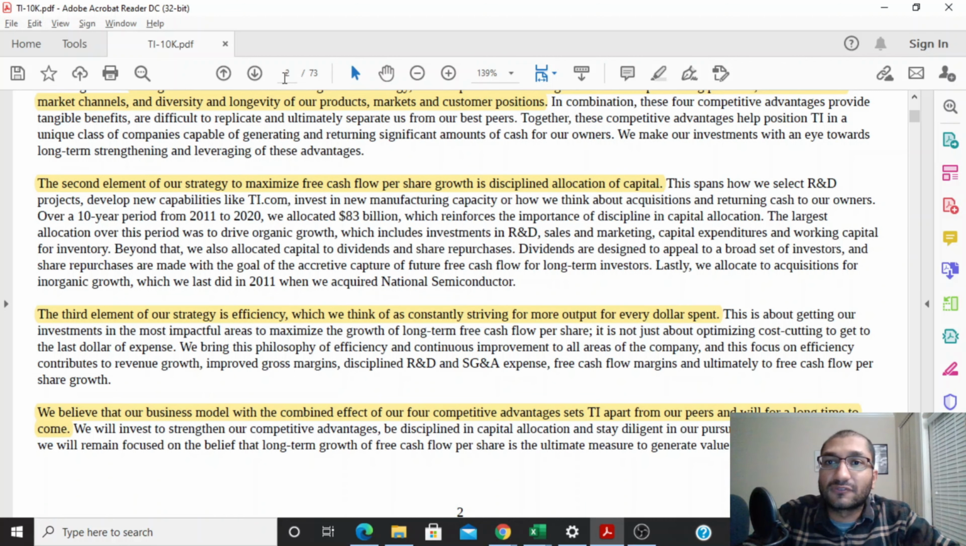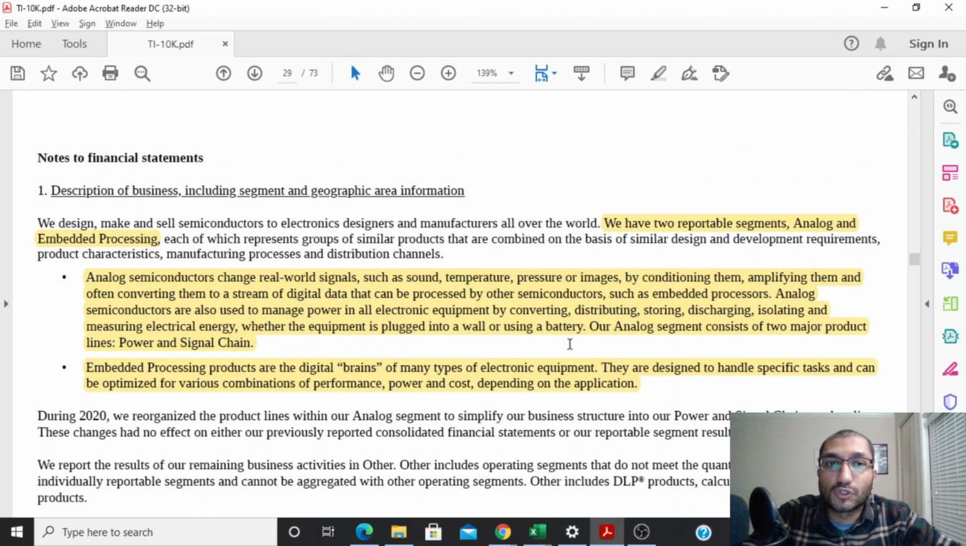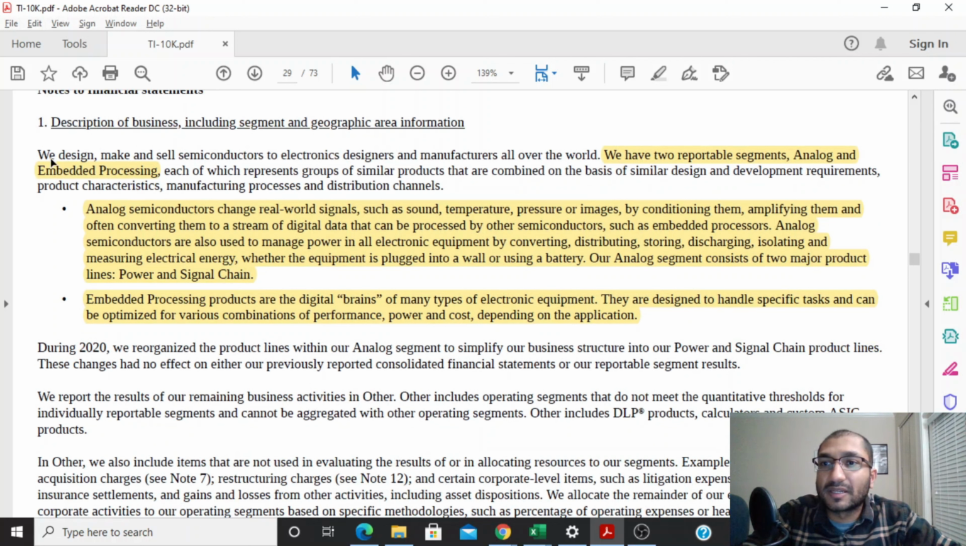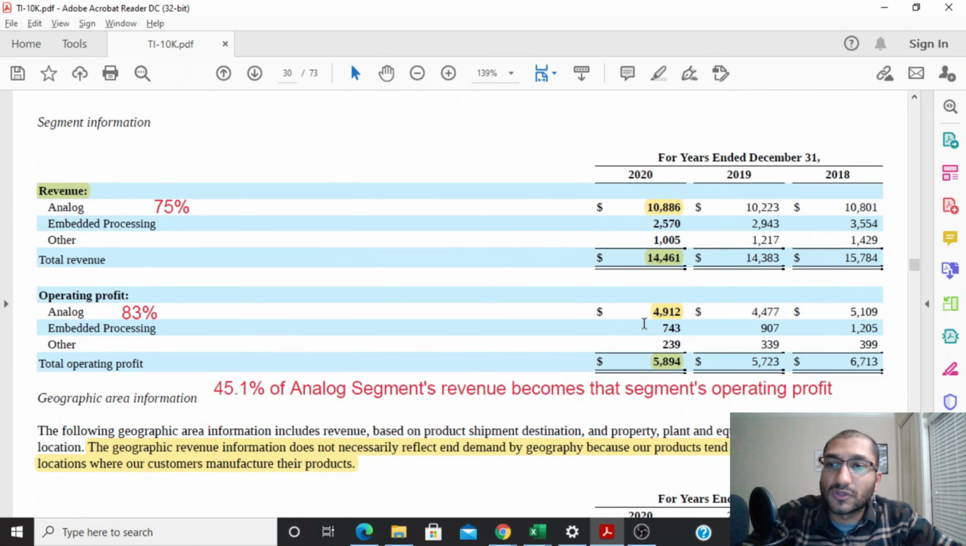Next, on page 29 of this report, the company provides us more detail about its two reportable segments, which are its analog and embedded processing segments. TI explains how the analog semiconductors change real-world signals such as sound, temperature, pressure, or images by conditioning them, amplifying them, and often converting them to a stream of digital data that can be processed by other semiconductors such as embedded processors. TI then explains how the embedded processing products are the digital brains of many types of electronic equipment, as they're designed to handle specific tasks and can be optimized for various combinations of performance, power, and cost depending on the application.